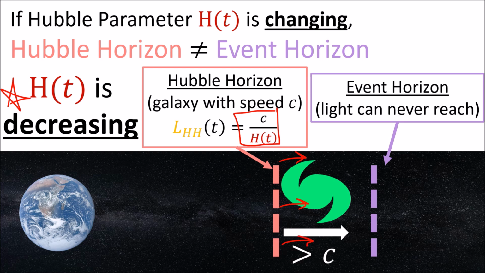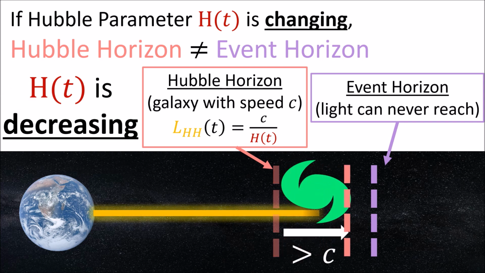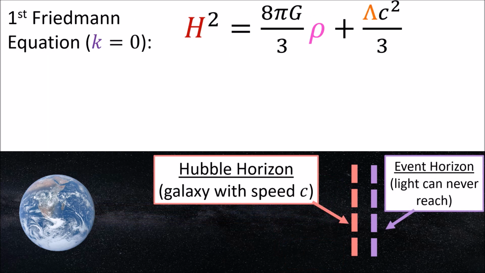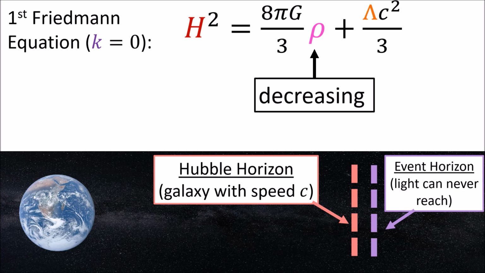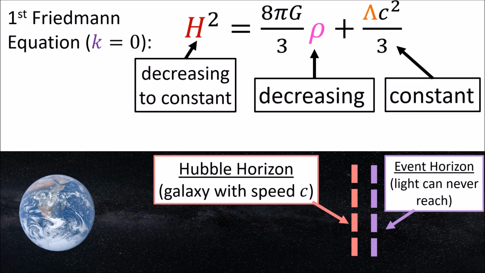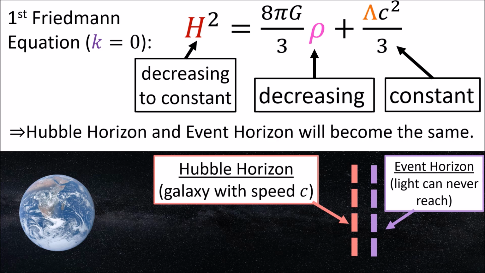So there is a gap just outside the Hubble horizon where light from Earth can reach, because the Hubble horizon will eventually cross over it. The Friedmann equations predict that, in the far future, the Hubble parameter will approach a constant value, causing the Hubble horizon and event horizon to approach each other and eventually become the same.